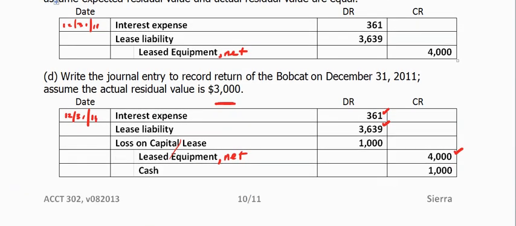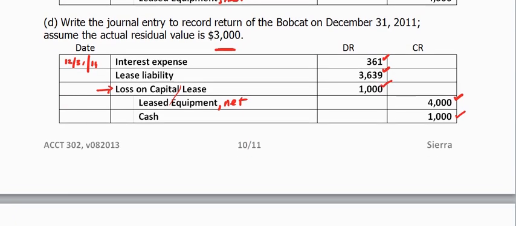There we go. Okay, so here comes the guarantee, and this gets ugly because now the lessee has to pay $1,000. If they have to pay $1,000, we have to debit $1,000, and we're going to call it loss on cap lease. So that's all you do. If the item is worth less, the realized residual value is less than the guarantee, then all you have to do is the same journal entry as before, except credit cash for the amount due, and then debit loss on capital lease. So that's a return of an item with a guaranteed residual value.